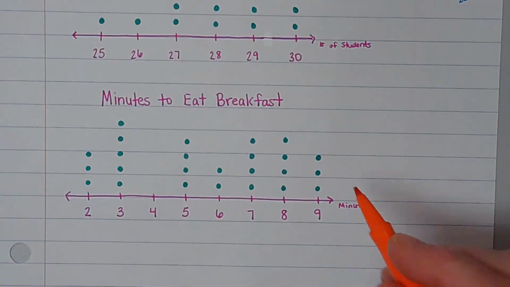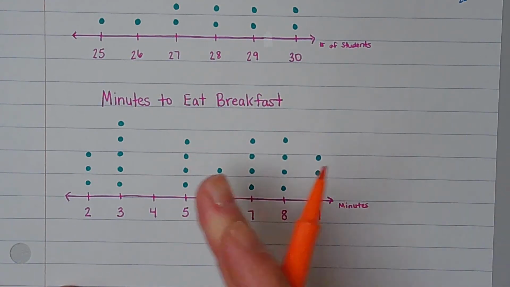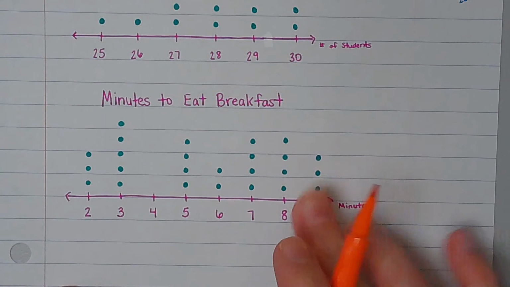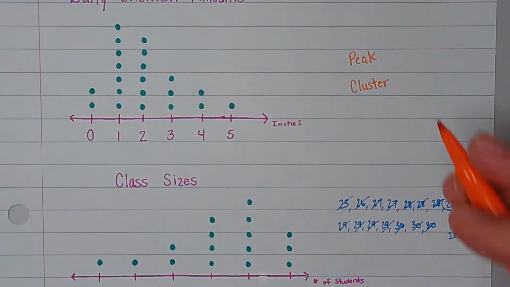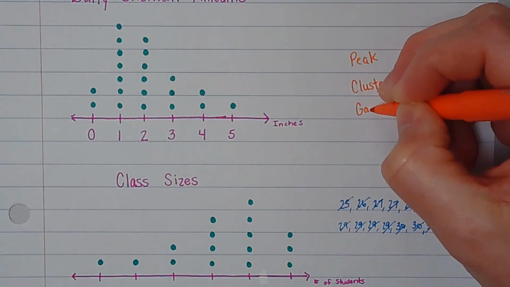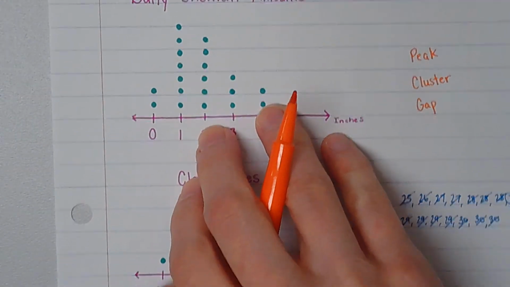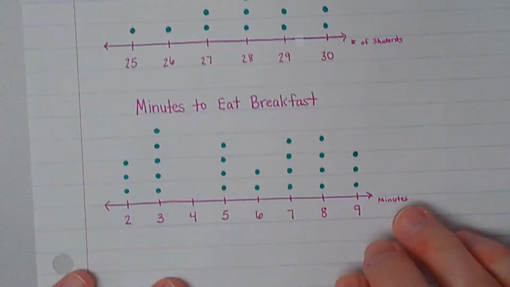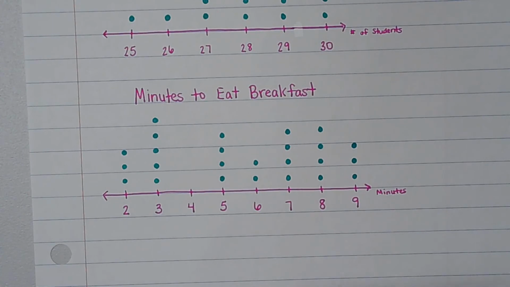Same thing for this one. Most of my dots are on this side of the graph. Okay, there's only a few over here. Most of them are over here. So this is my cluster. Okay, and then the last word I want to talk about is the word gap. So there's no gap in this graph. There's no gap in this graph, but there is a gap in this graph. So here's your gap. So a gap is just where you have a space where nothing's located.